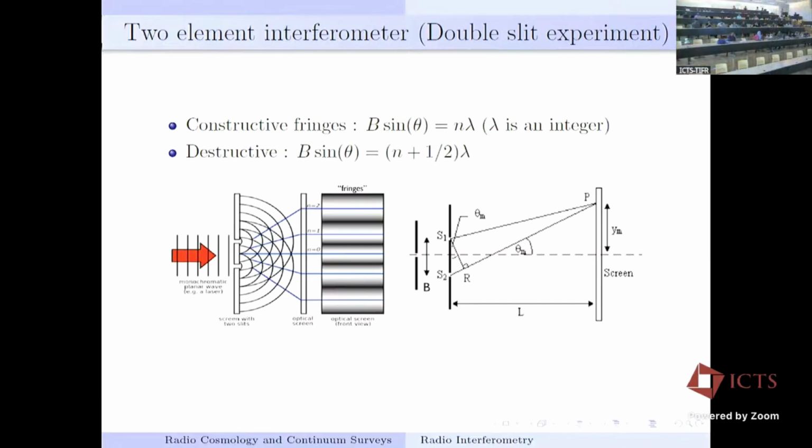I have one star here. So this will give me a parallel wavefront like this, right? Now I have another star here, right? Now this will emit a wavefront like this. So this will also give a parallel wavefront, but there will be a little bit of angle.